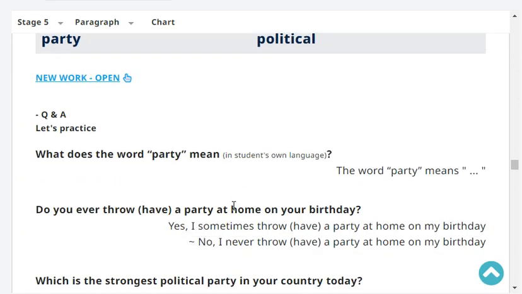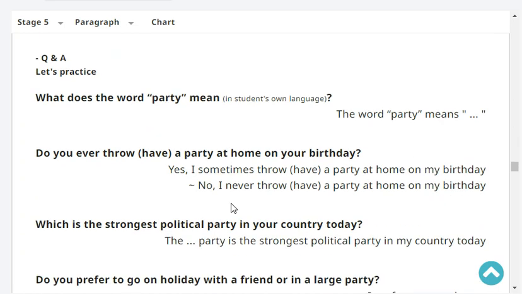English. Very good. What does the word party mean in Japanese? The word party means party in Japanese. Do you ever throw a party at home on your birthday?